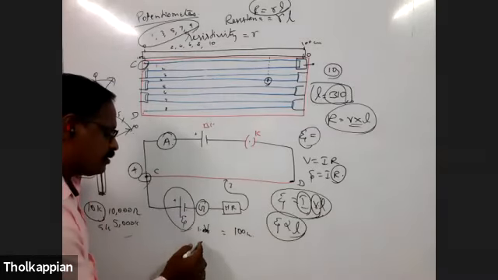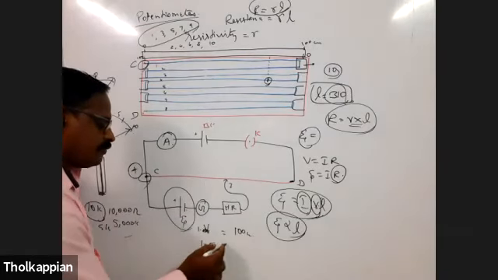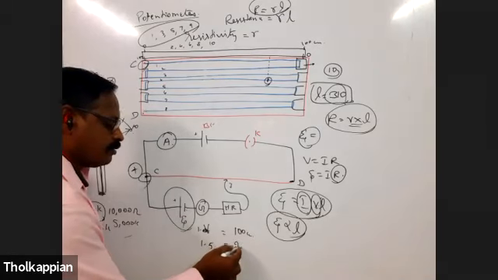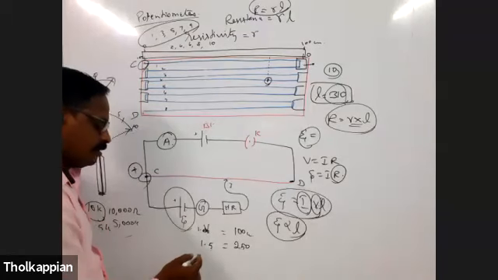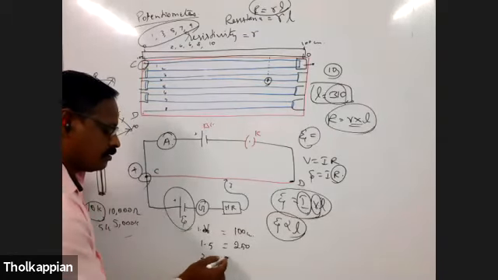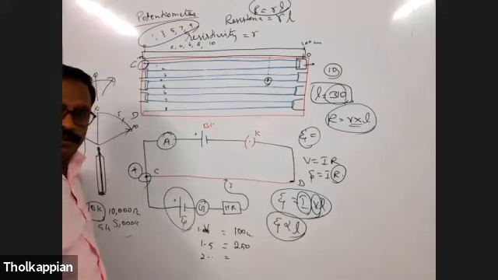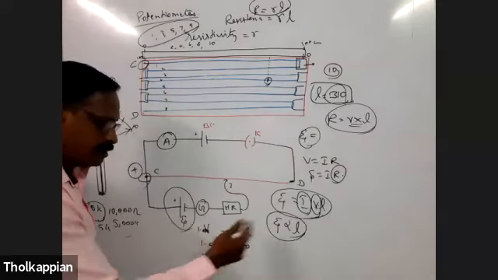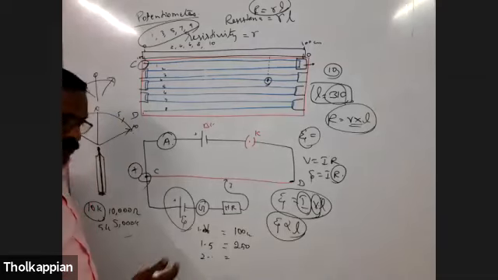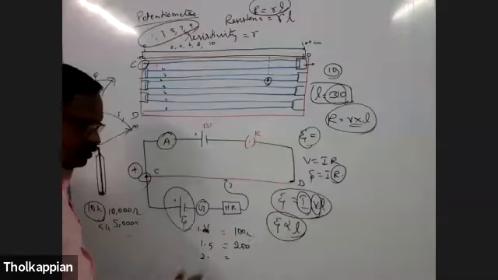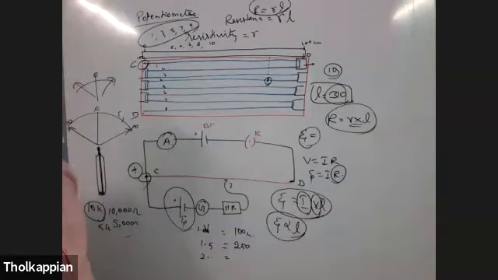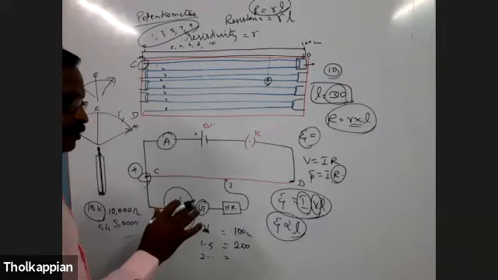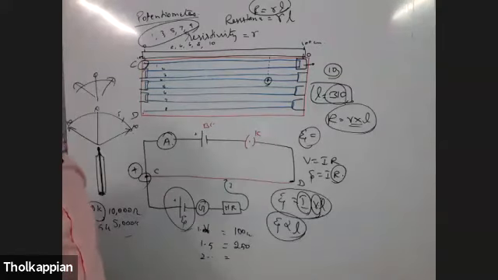If the EMF value is 2.5 or 2 volt, this value increases. So the EMF is directly proportional to the length. If the EMF increases, the balancing length also increases. This is the principle of the potentiometer.